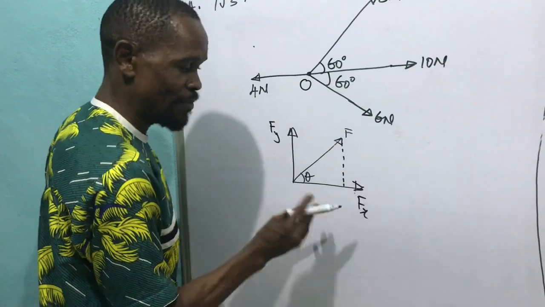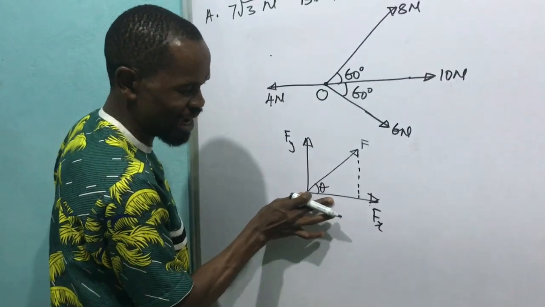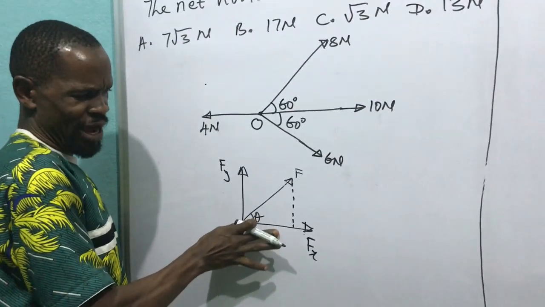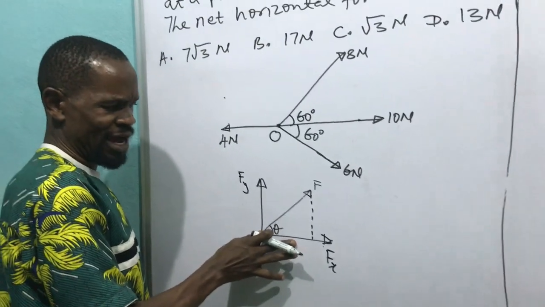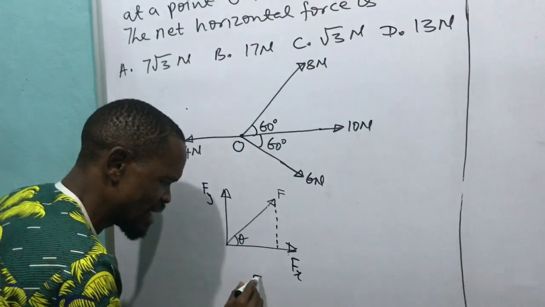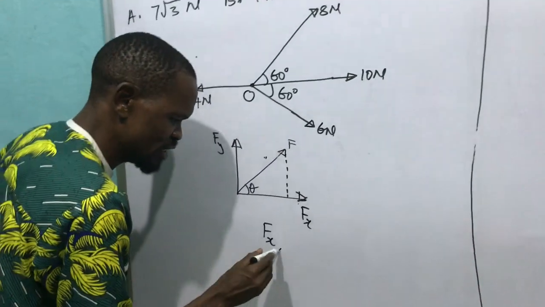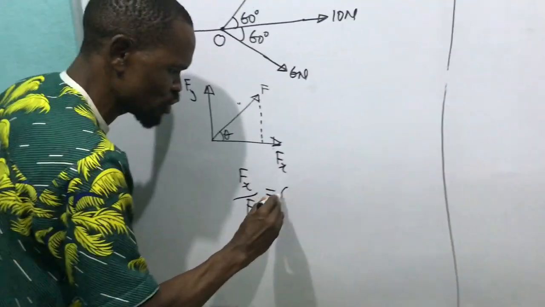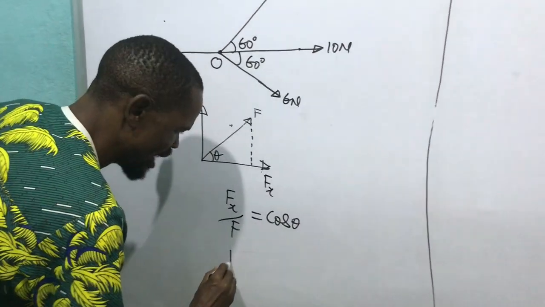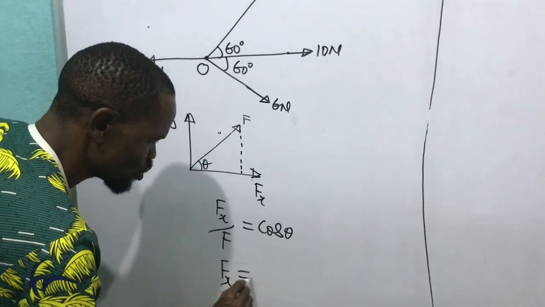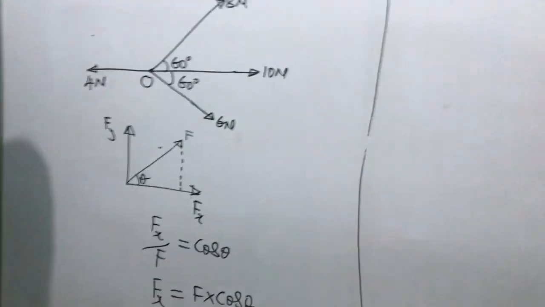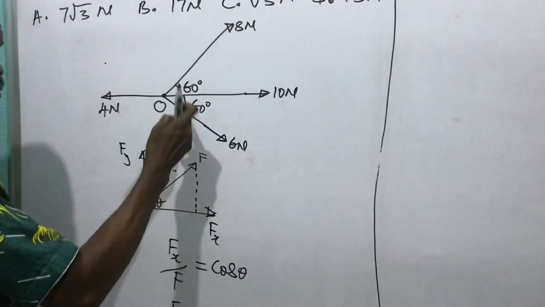And if I'm doing it like that, I know that I'm looking for the adjacent for this one, and the opposite for that one. Therefore, for the adjacent: adjacent, which is force of x, over hypotenuse, which is F, equals cos theta. Then finding x, I will have that x equals F times cos theta.